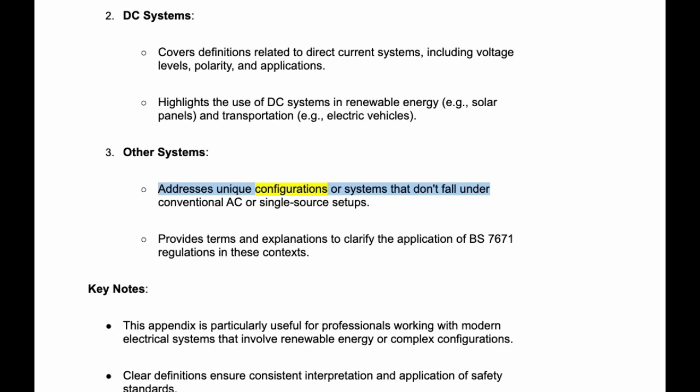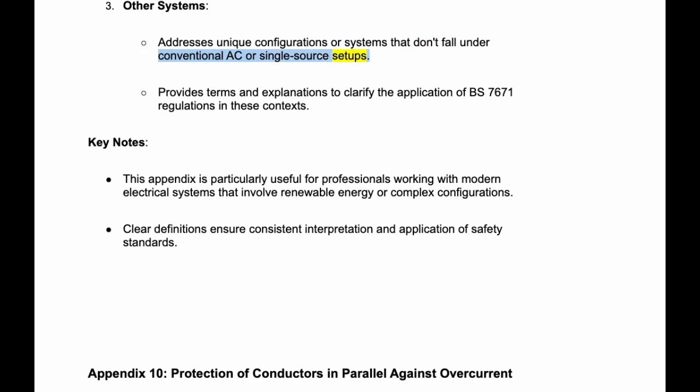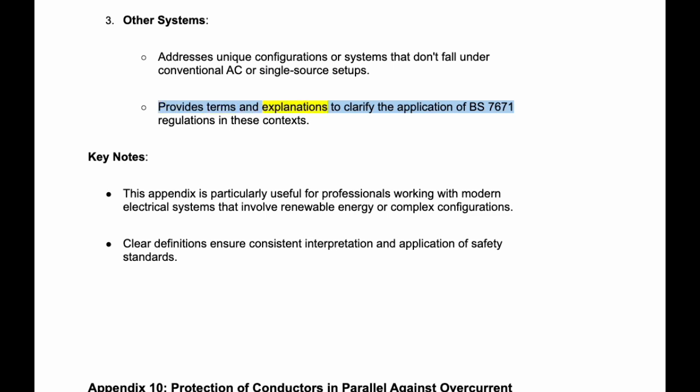Addresses unique configurations or systems that don't fall under conventional AC or single-source setups. Provides terms and explanations to clarify the application of BS 7671 regulations in these contexts. Keynotes. This appendix is particularly useful for professionals working with modern electrical systems that involve renewable energy or complex configurations. Clear definitions ensure consistent interpretation and application of safety standards.